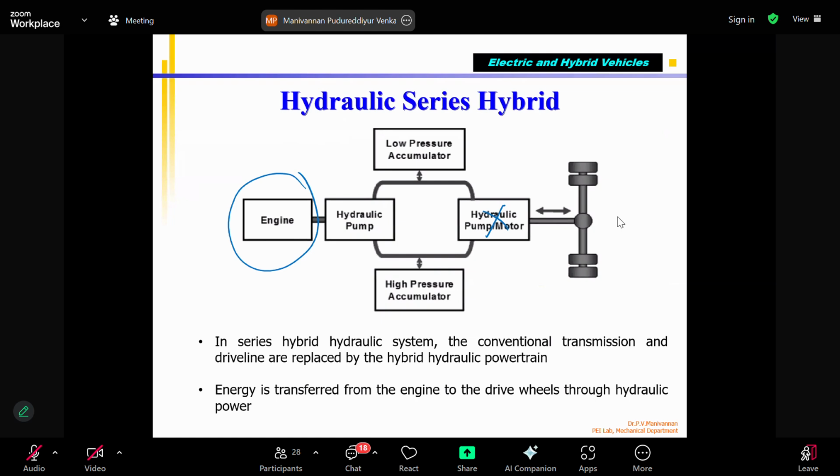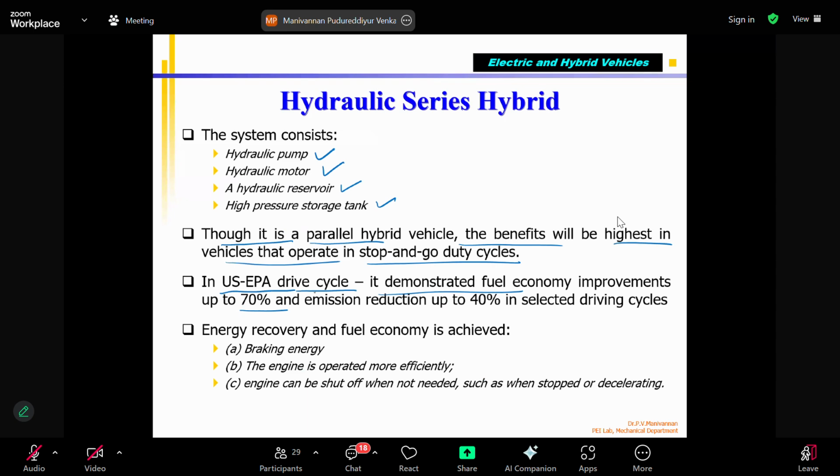You don't need a gear train. There are other possibilities. When we see it, we'll see that. So that means gear losses, many things you can reduce in case of hydraulic hybrid. That is why they were able to achieve up to 70% improvement and reduction of emission, because you are not going to burn more fuel. They reduce up to 40% in USA EPA drive cycle.